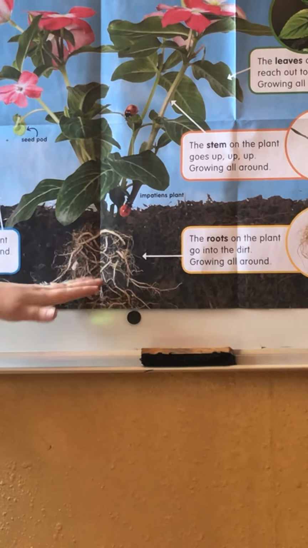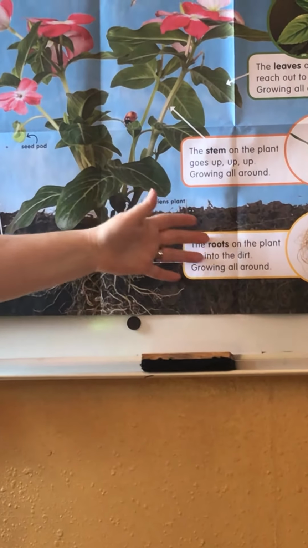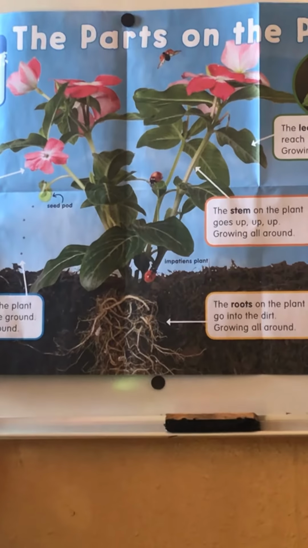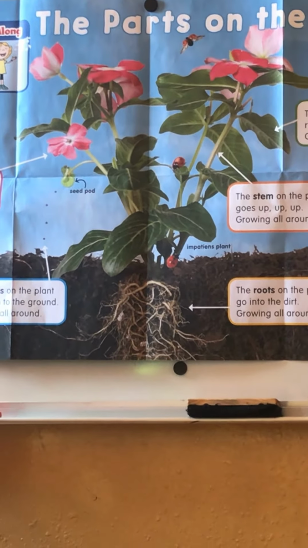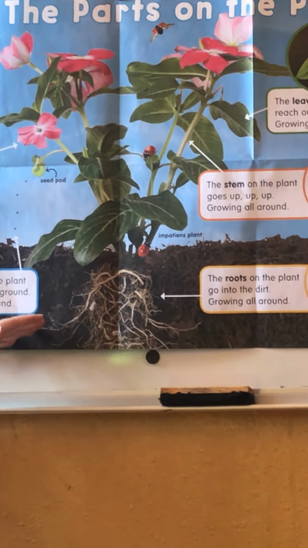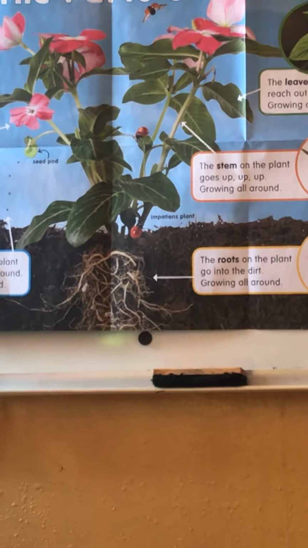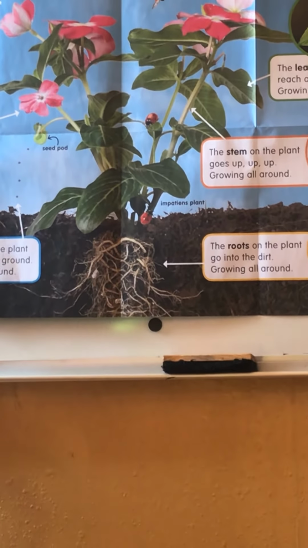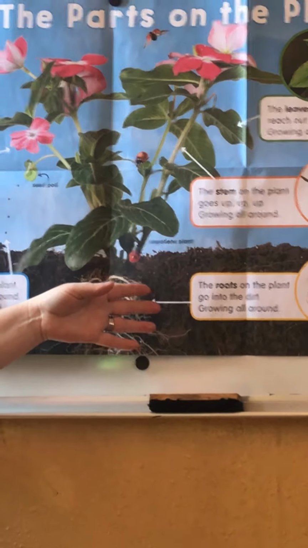Okay, here we go. So, we have the ground. What's on the ground? What is this? Dirt, right? And what does dirt have in it? Soil. Okay, we can call this dirt or soil. What does dirt have in it? Anybody know? Worms. Ladybugs. Spiders. Some spiders, yep, can live in the ground. Bugs. Okay, the dirt, yes.